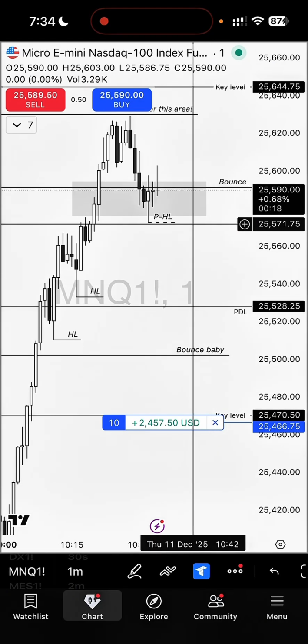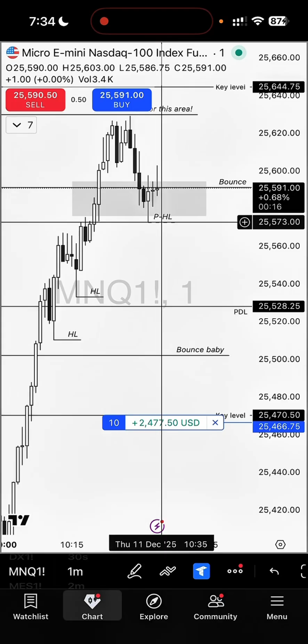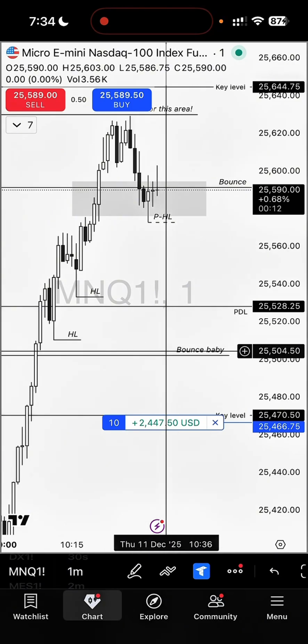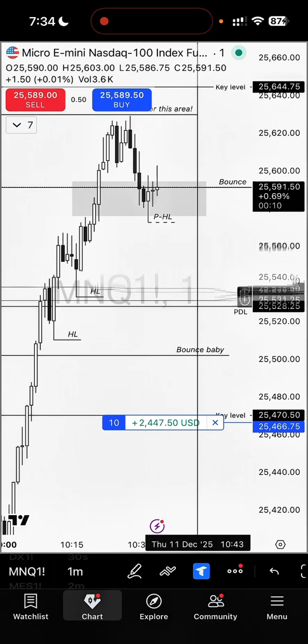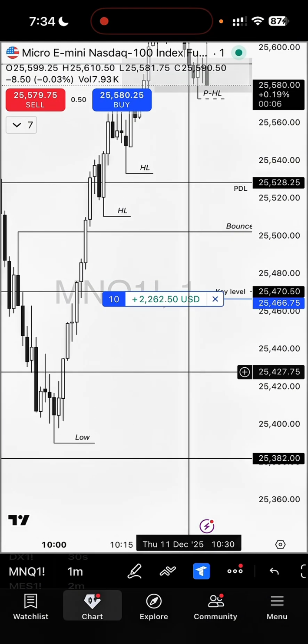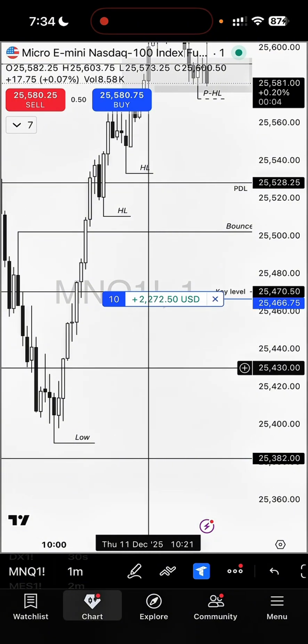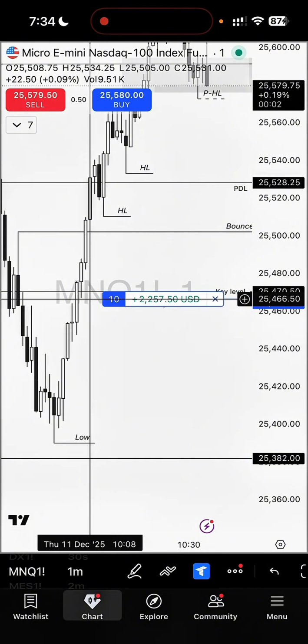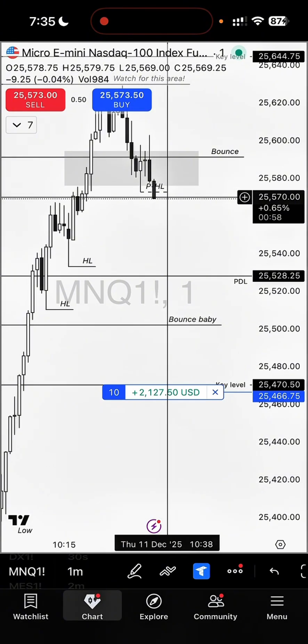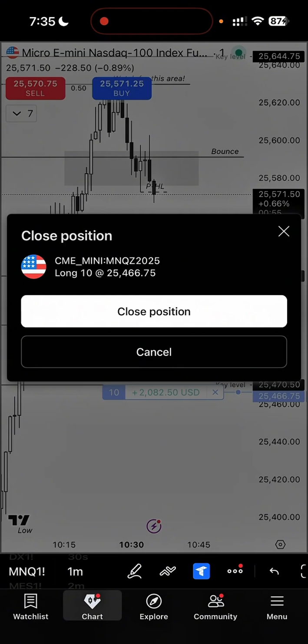Alright, so if we're unable to hold this possible higher low, I'm getting out. And I still believe this push has momentum to the upside, but just because my entry is not that good, we didn't get a retest and it just added, so it's a little higher. That's why I'm getting out of this area.